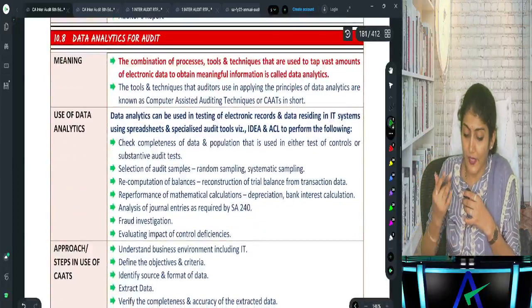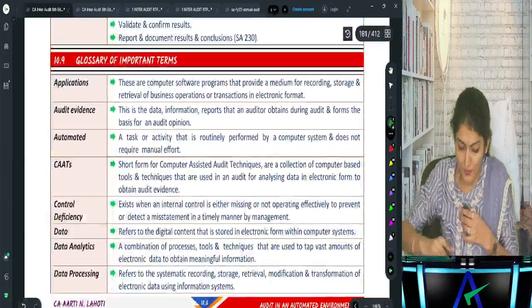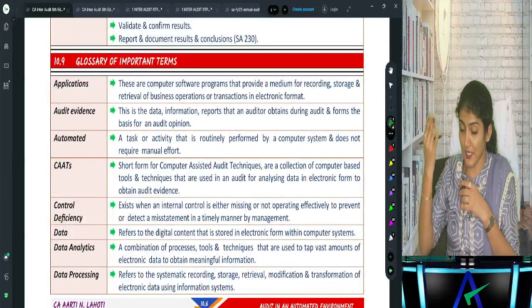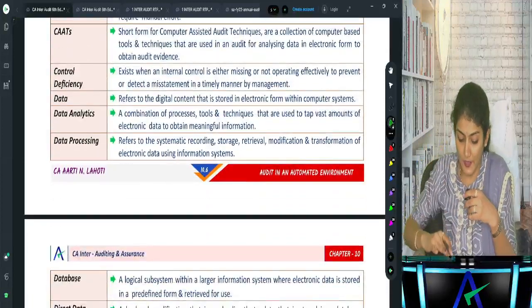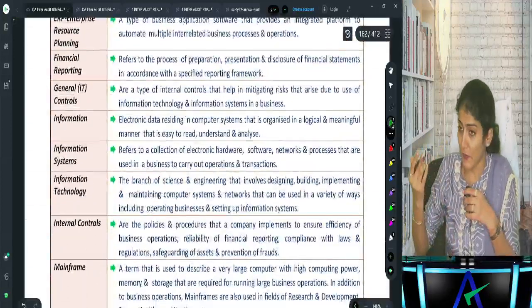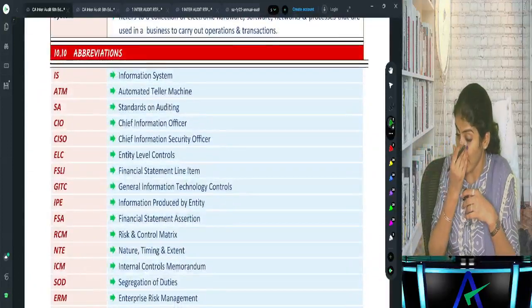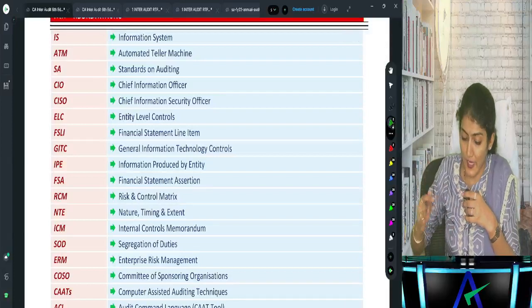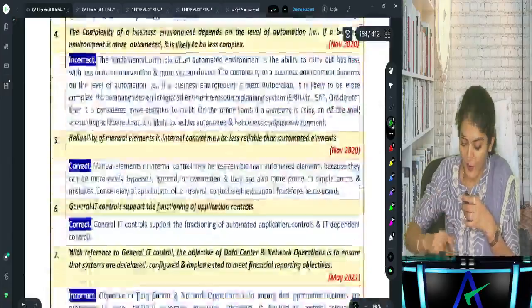And then you have the data analytics, meaning the uses and the approach to be followed in the use of CATS. Then at the end of this chapter, if you check your study material, they've given a glossary of all the important terms, with different definitions. And then you also have the abbreviations, like IS stands for information system, ATM stands for automated teller machine, and so on. And then after that we have the question bank.